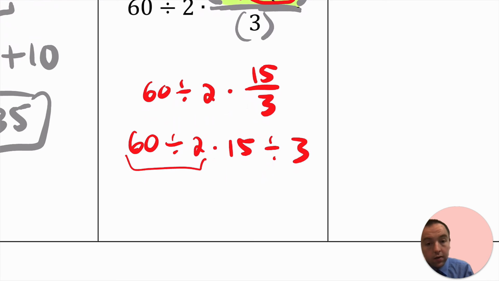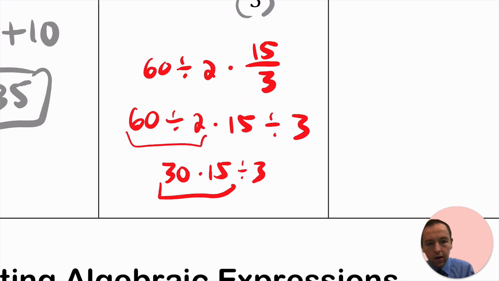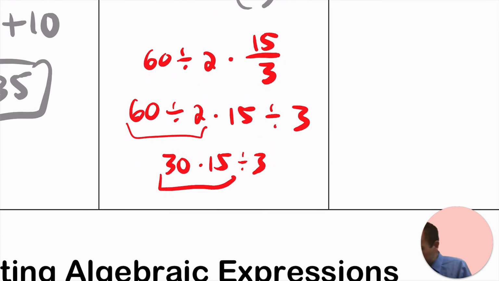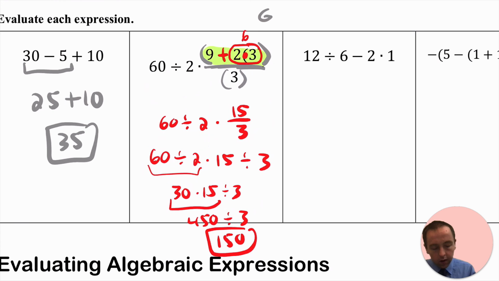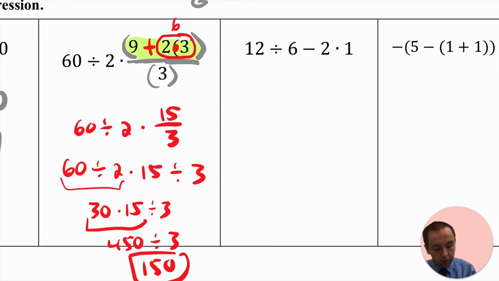So you just have to do 60 divided by 2 first, which is 30, and then from there, you do this part next. 30 times 15, that's a little bit larger, I guess. That's 450, yeah, okay. And then 450 divided by 3, and that's going to give you a final answer there of 150. Okay, so a little bit of a different sort of thing to encounter there.